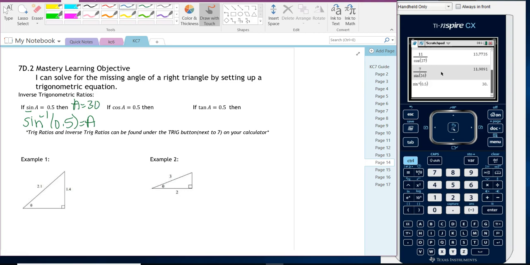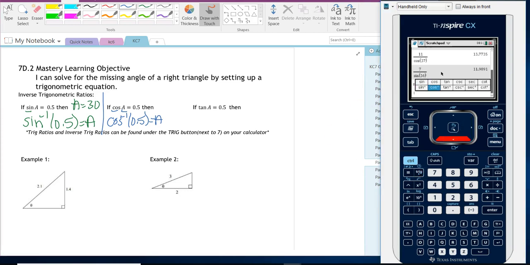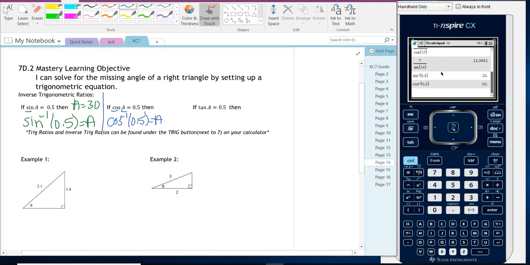All right, let's try another one. So we see cosine of A equals 0.5. So again, I'm looking for this angle, so I have to do the opposite of cosine. The opposite of cosine would be taking the inverse. So that's going to mean that inverse cosine of 0.5 is going to equal A. So now I'm going to use my calculator, trig, go down to inverse cosine, type in 0.5, and I'm going to get 60. So A here is equal to 60.